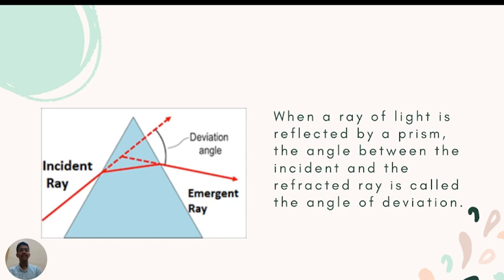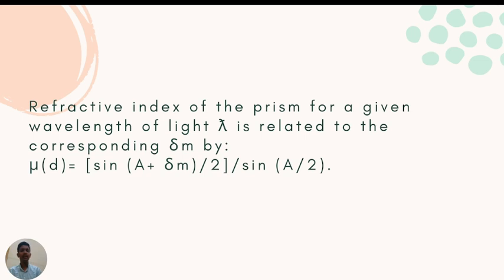When a ray of light is refracted by a prism, the angle between the incident and the emergent ray is called the angle of deviation. The angle of deviation is minimum when the angle of incidence and the angle of emergence are equal, that is i equals r, and it depends on the wavelength of light used. The refractive index of the prism for a given wavelength of light lambda is related to the corresponding delta m by this formula: mu equals sine of (A plus delta m) by 2 divided by sine of A by 2.